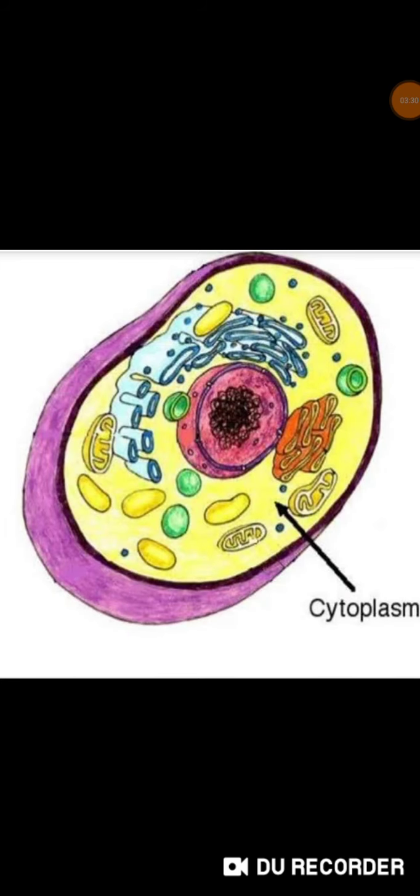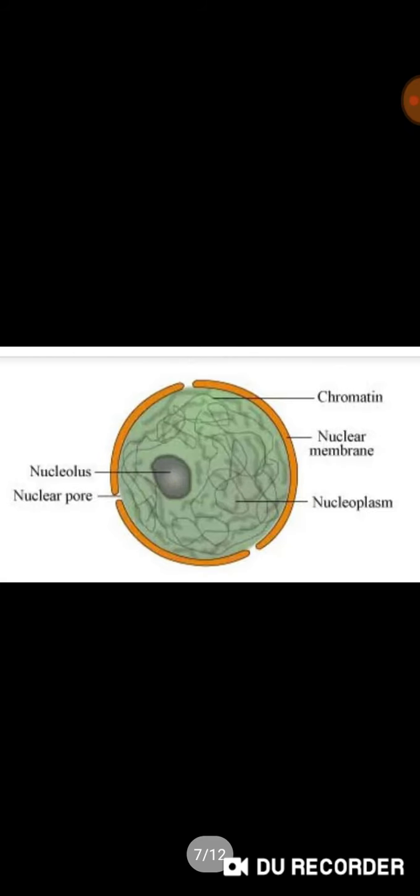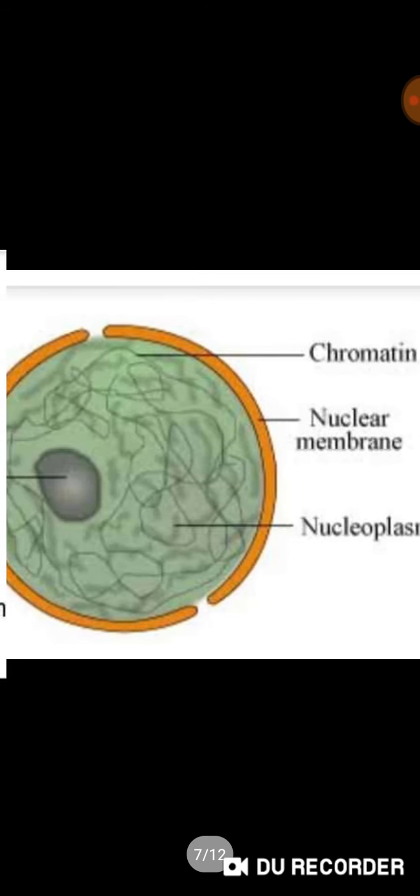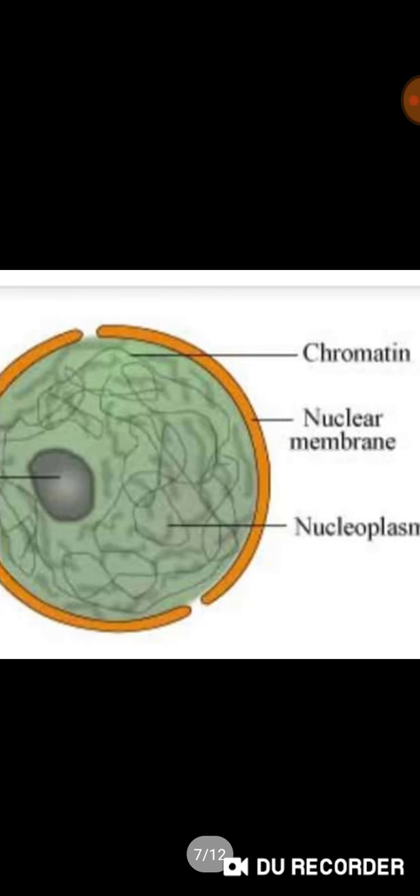After cytoplasm, in number 4, there is nucleus. This is the structure of nucleus, one single nucleus. Now nucleus is a spherical body present inside the cell, and nucleus acts like the control center of the cell. It also contains a thick jelly-like substance which is called nucleoplasm. Here is nucleoplasm, a jelly-like substance.